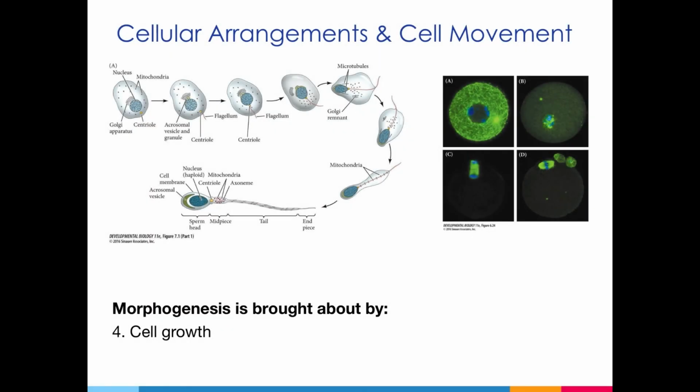Morphogenesis is also brought about by cell growth or changes to cell size, and this is really apparent in germ cells, so the sperm and the egg. While the sperm eliminates most of its cytoplasm and becomes smaller, the egg conserves and adds cytoplasm and becomes really large. It also divides asymmetrically to give rise to polar bodies, which cannot be fertilized.